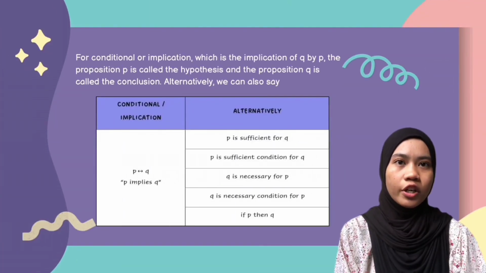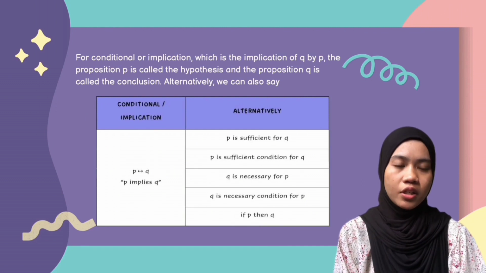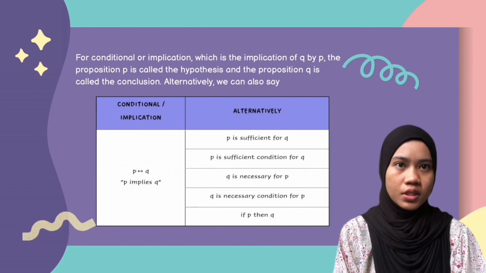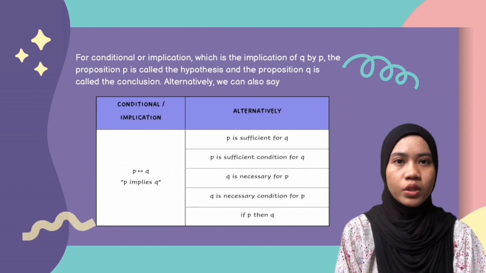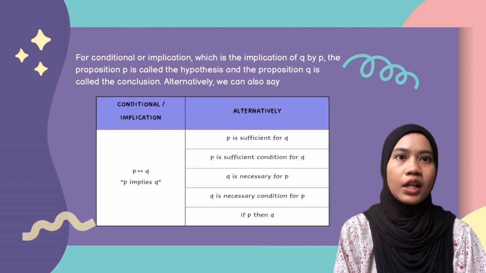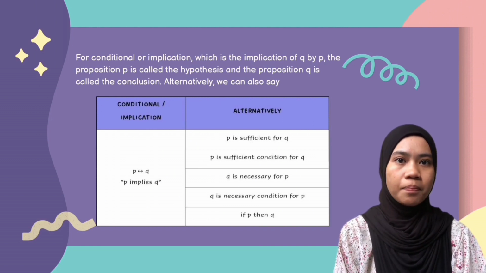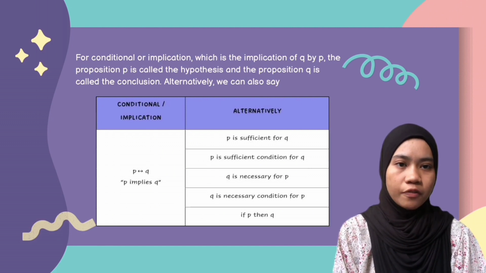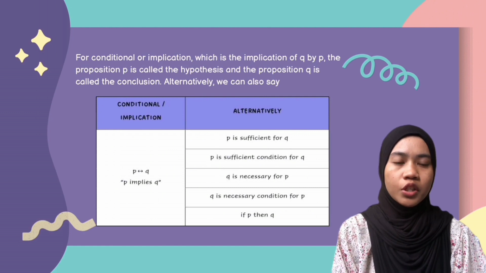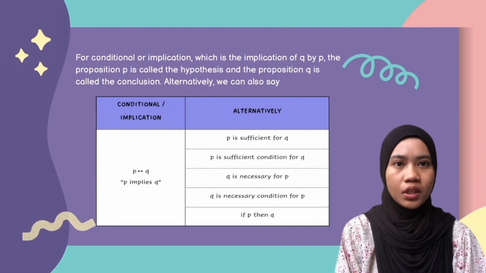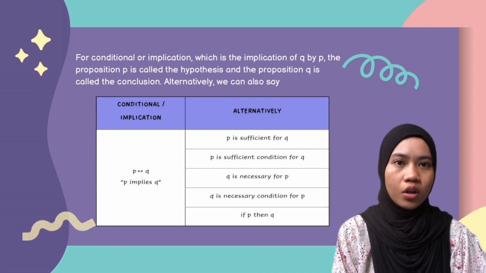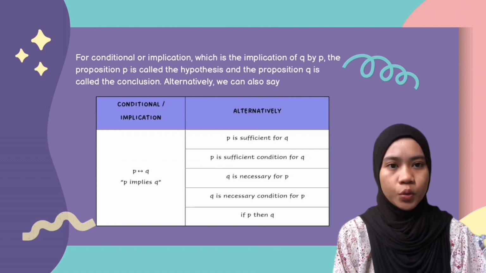For conditional or implication, which is the implication of Q by P, the proposition P is called the hypothesis and the proposition Q is called the conclusion. Alternatively, we can also say P implies Q, or P is sufficient for Q, P is sufficient condition for Q, Q is necessary for P, Q is necessary condition for P, or if P then Q.